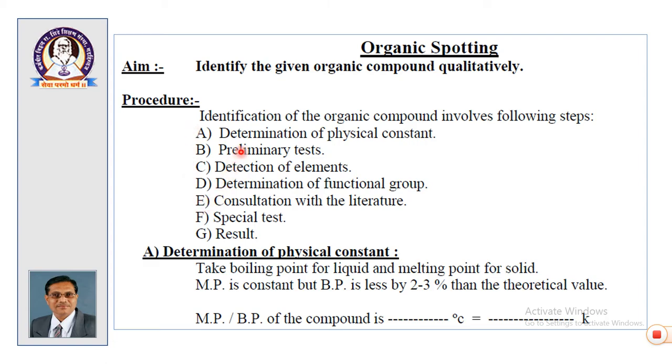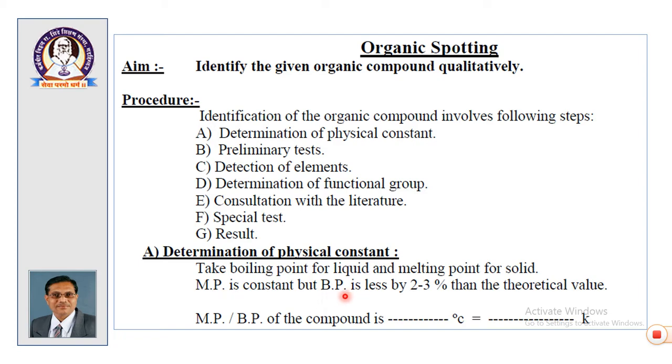performing these steps. Okay. Part A, determination of physical constant. You begin with the physical constant, then preliminary test, then detection of elements, then determination of functional group, consultation with literature, special test and result. So, determination of physical constant, of course, I will explain later on also. For determination of physical constant, you carry on the procedure which you studied earlier also, that how to determine a melting point or boiling point. So, taking boiling point of the liquid and melting point of the solid is the first step.